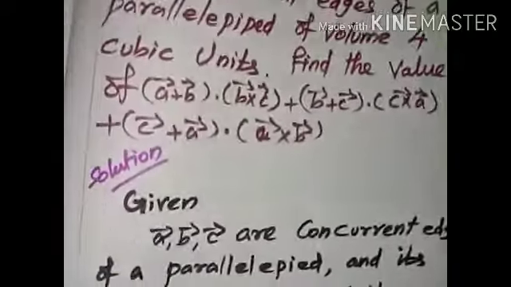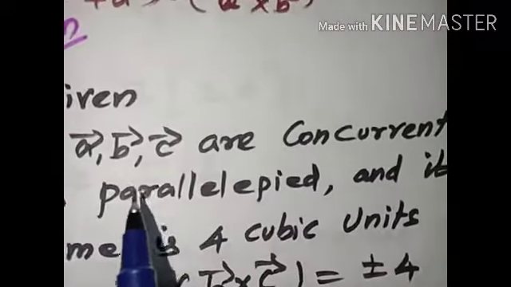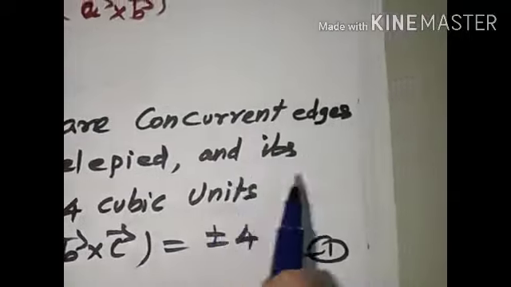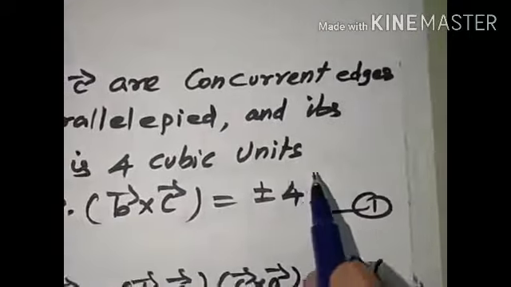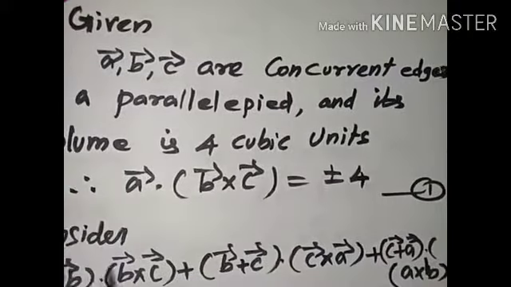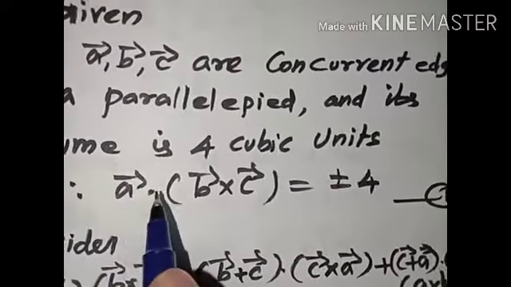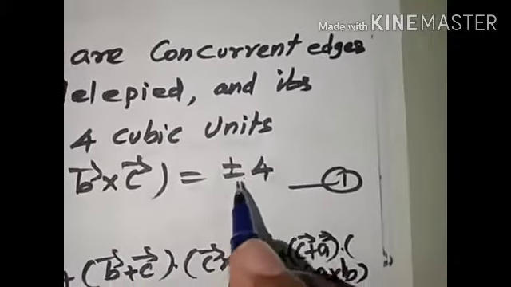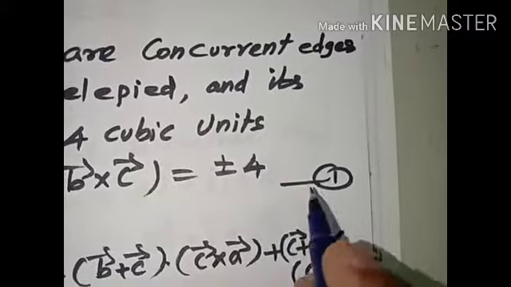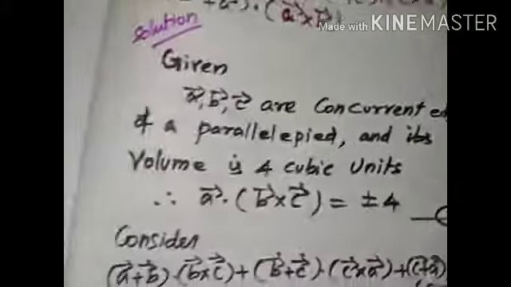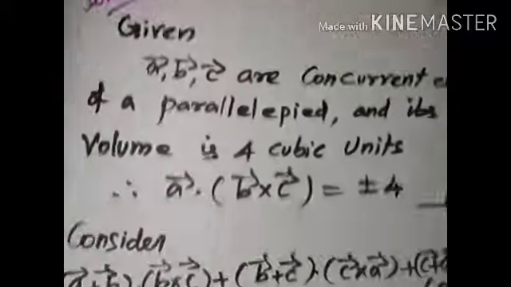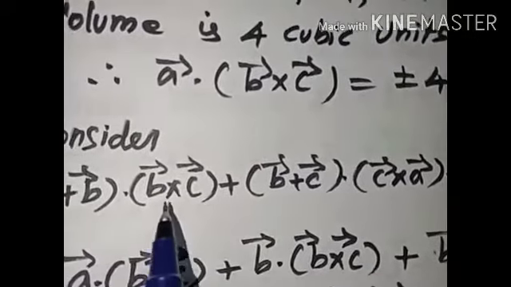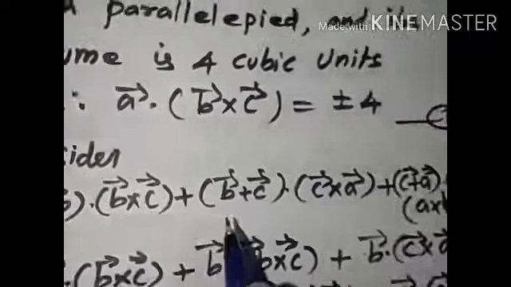Given that vectors a, b, c are congruent edges of a parallelepiped and its volume is 4 cubic units, the triple product a dot b cross c is equal to plus or minus 4. Equation number 1. Then the given expression is (a + b) dot (b cross c) + (b + c) dot (c cross a) + (c + a) dot (a cross b).